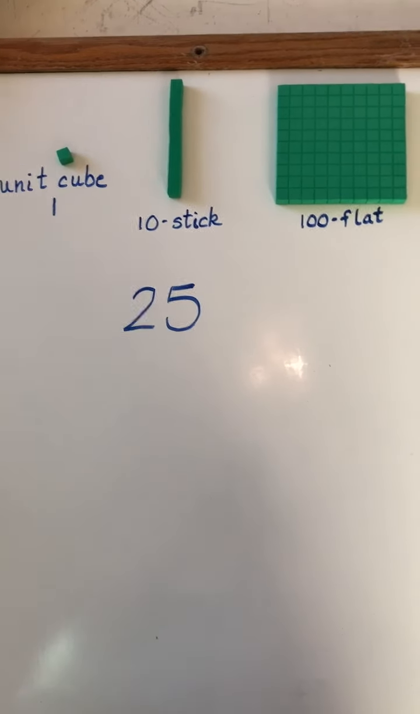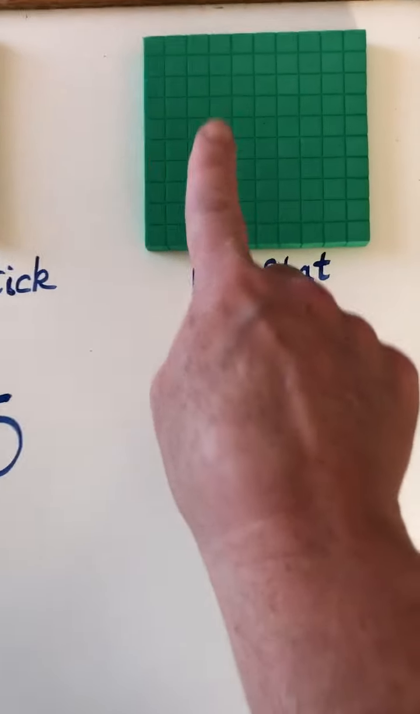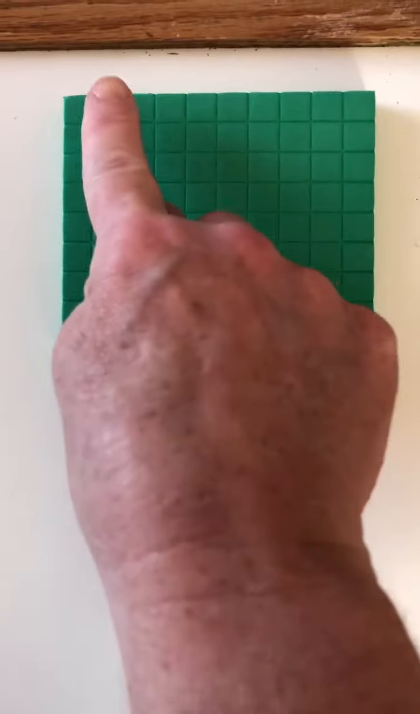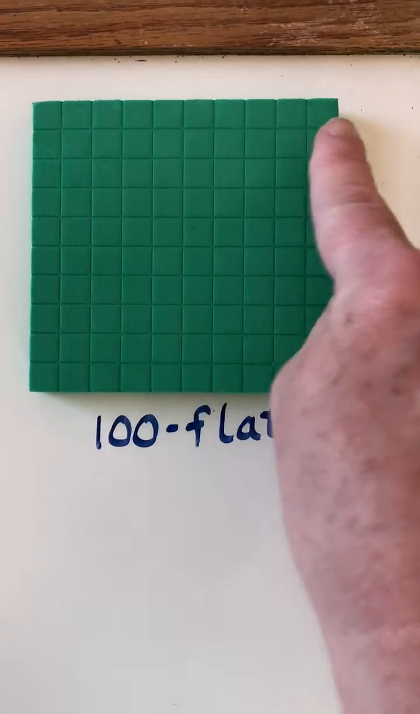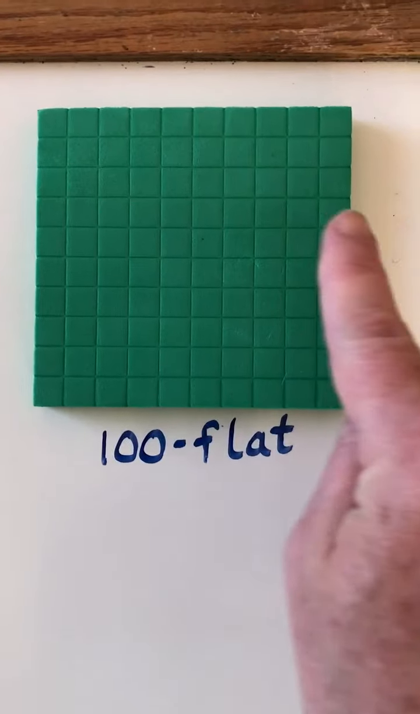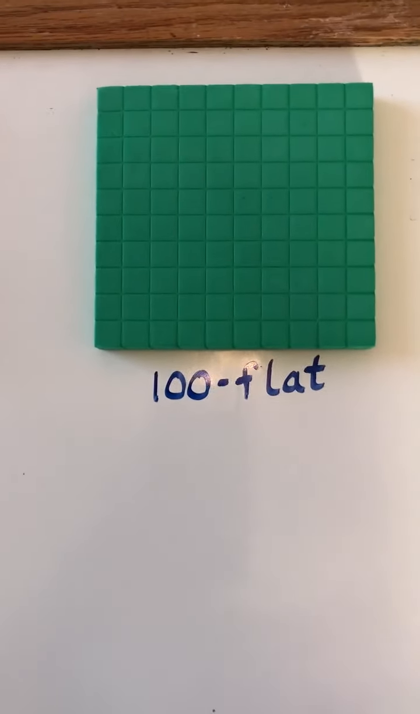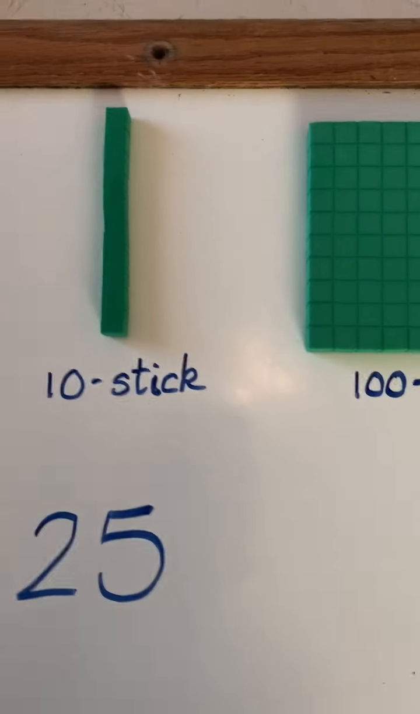Now, I'm not going to take the time to do it. However, I could take these unit cubes and I could put one on top of each and every single section here. And if we put them all together, guess how many we would have? It would be 100. But I do want to show you something else that will be a little bit faster, okay? So I'm going to take the 100 flat here.